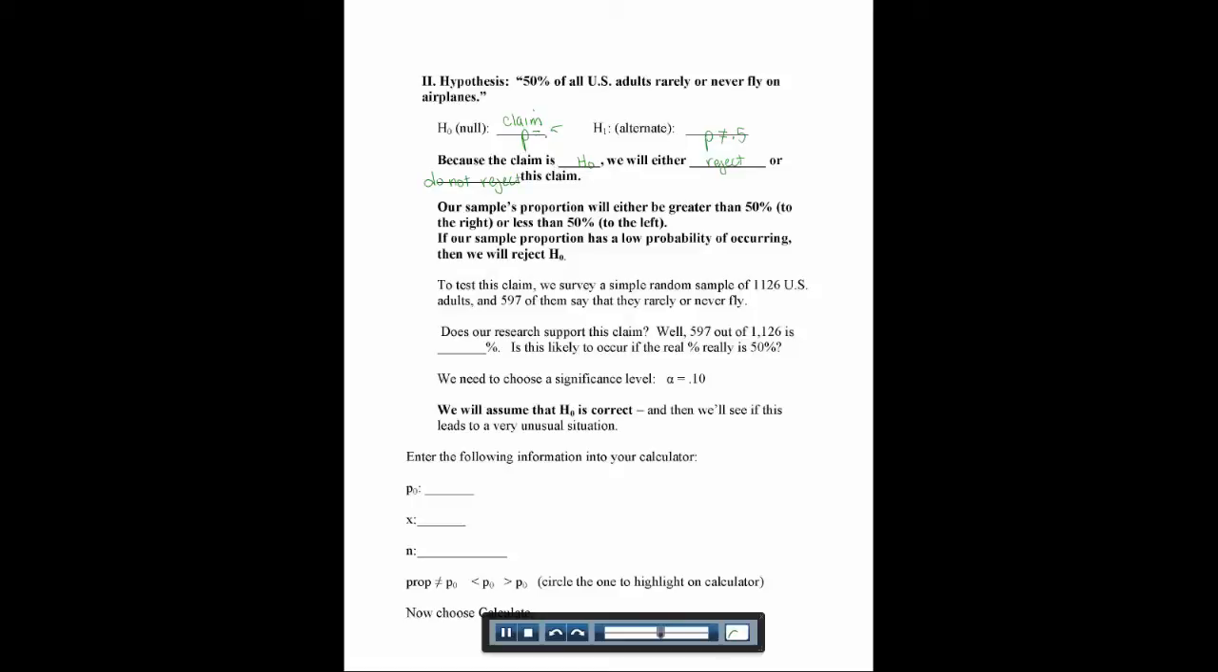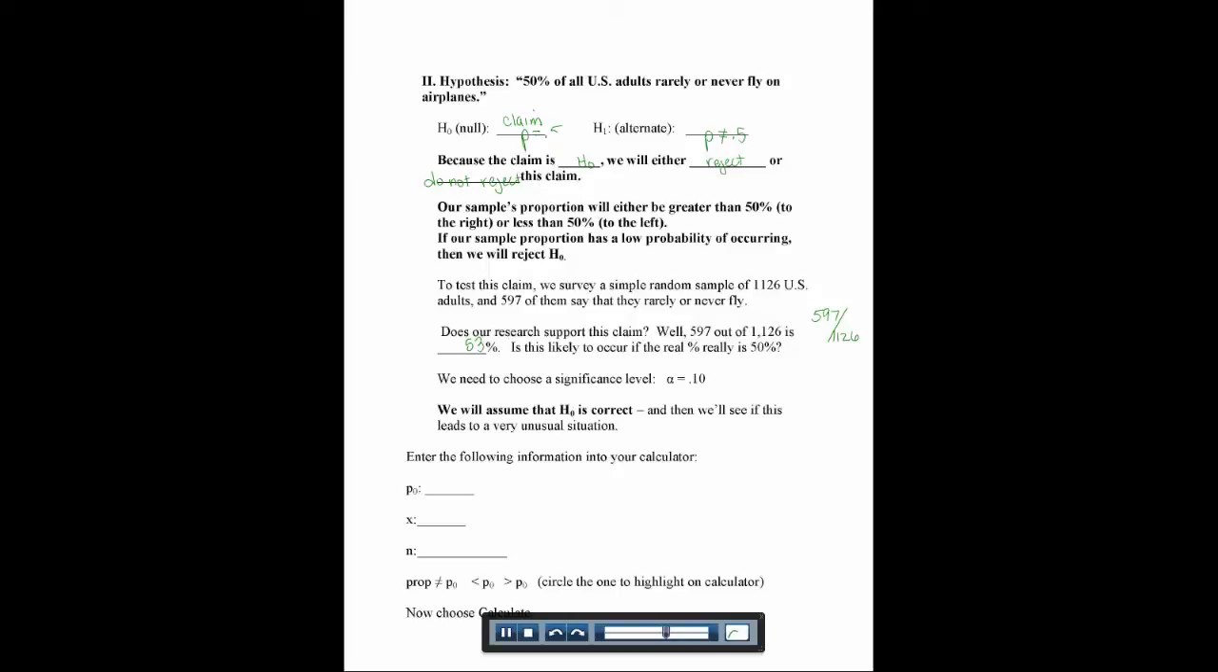So it says to test this claim, we survey a simple random sample of 1,126 U.S. adults, and 597 of them say that they rarely or never fly. Okay, so if we want to find the percentage, you would just take 597 divided by 1126, and we get that this is 53%. So we want to know, is this likely to occur if the real percentage is 50%? So we're going to let alpha here be 0.10.